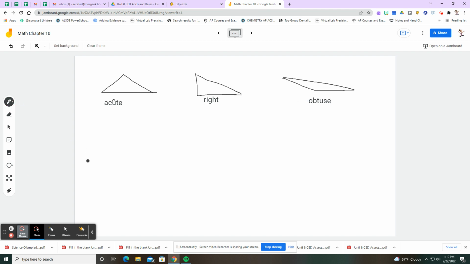All right, then we can also have isosceles triangles. It's going to be really hard to draw that. That's pretty good. And then we can have equilateral triangles, which I think that one's the one that's going to be hard to draw. Maybe not. And then we can have scalene triangles.